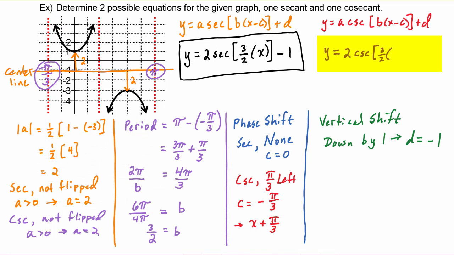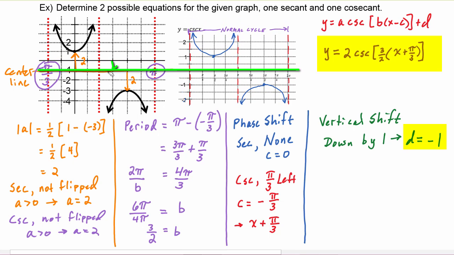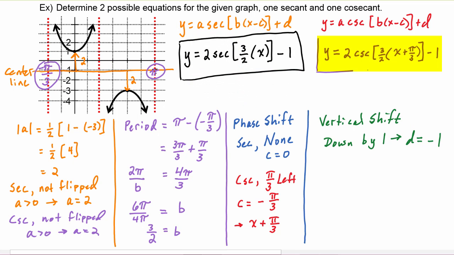So when we come back up here to our function equation, we write x plus pi/3. And the vertical shift is the same for secant and cosecant because that center line of the graph has moved down by 1. So this is also a minus 1. And there's our equation if it's cosecant.